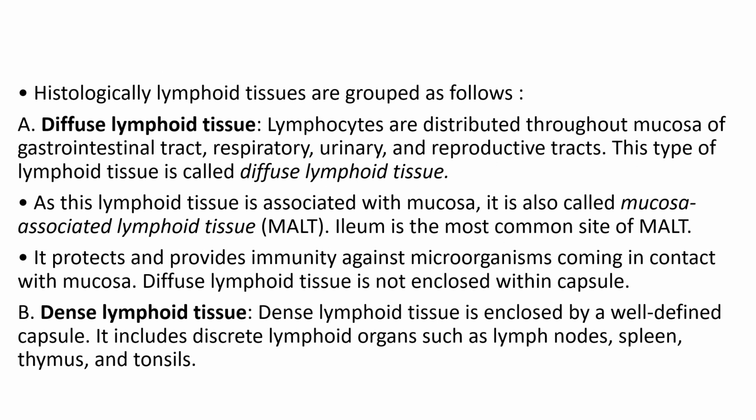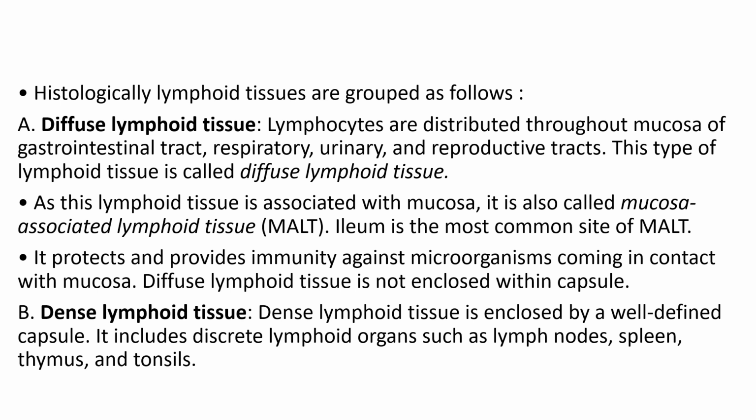Histologically, the lymphoid tissue can be grouped as diffuse lymphoid tissue and dense lymphoid tissue. Now, what is the difference between these two? In diffuse lymphoid tissue, the lymphocytes are diffusely distributed throughout the mucosa of the hollow viscera like the gastrointestinal tract, respiratory tract, urinary tract. As the lymphocytes are diffusely distributed, and they are not segregated or encapsulated, they are known as diffuse lymphoid tissue. An example is Peyer's patches present in the ileum of the small intestine.